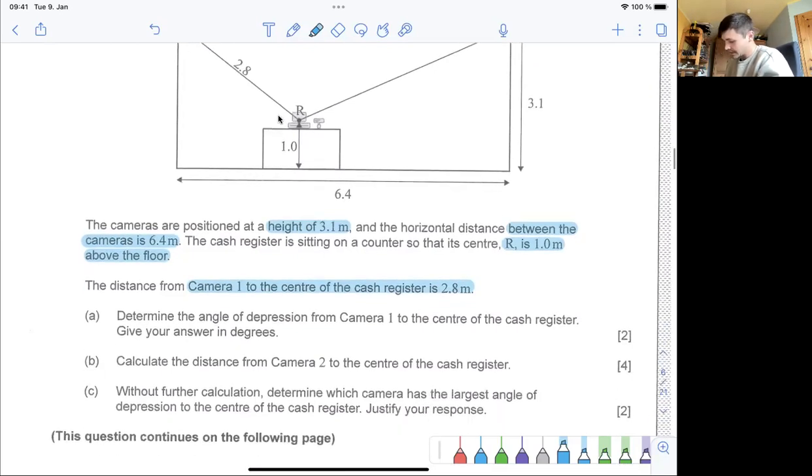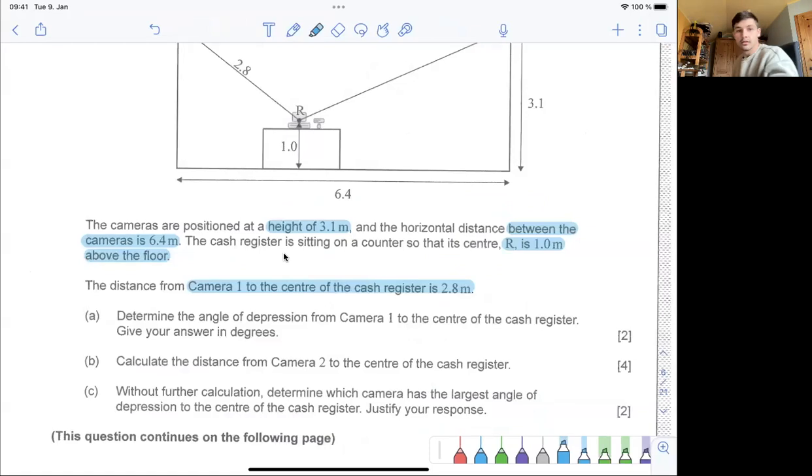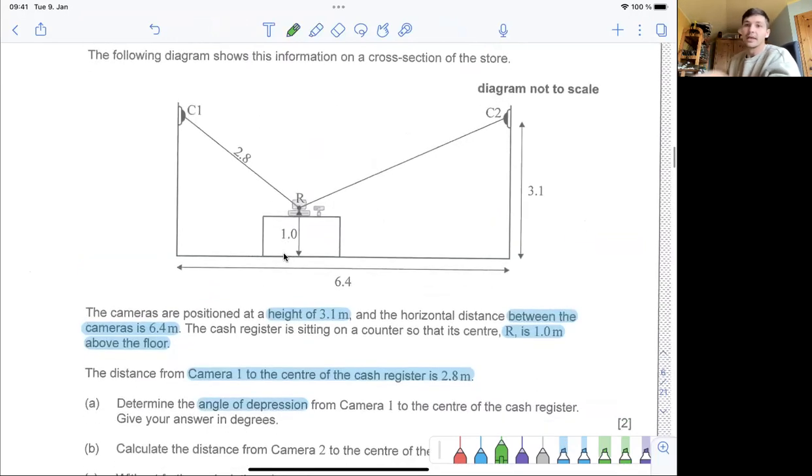And part A is asking, determine the angle of depression from camera one to the center of the cash register and give your answer in degrees. Okay, so angle of depression. When you're finding an angle of depression or elevation, make sure that you always take your angle from a horizontal line, not a vertical line. Very easy mistake to make, but always from a horizontal line.